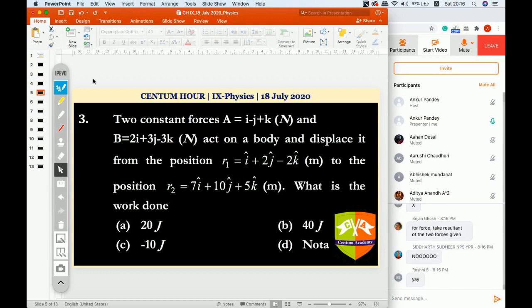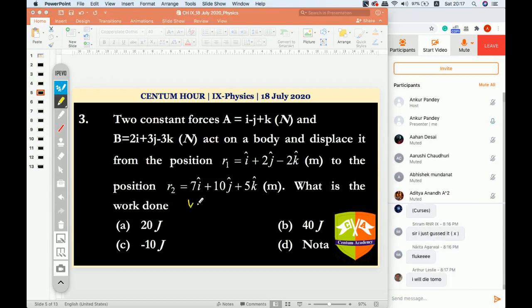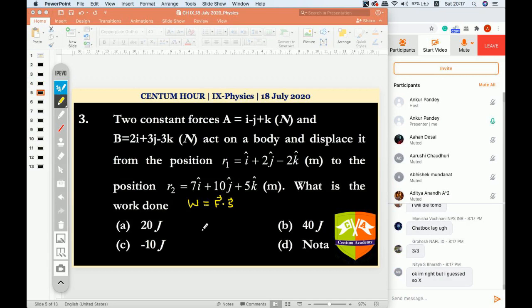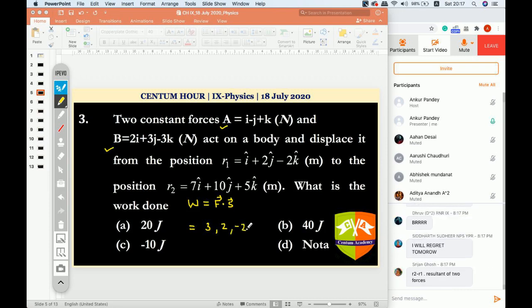The primary prerequisite for this question is that we should know that work is force dot displacement. Right. Good. What is force? The total force is being supplied in two ways. So the total force is 3 I, 2 J, minus 2 K. Clear?